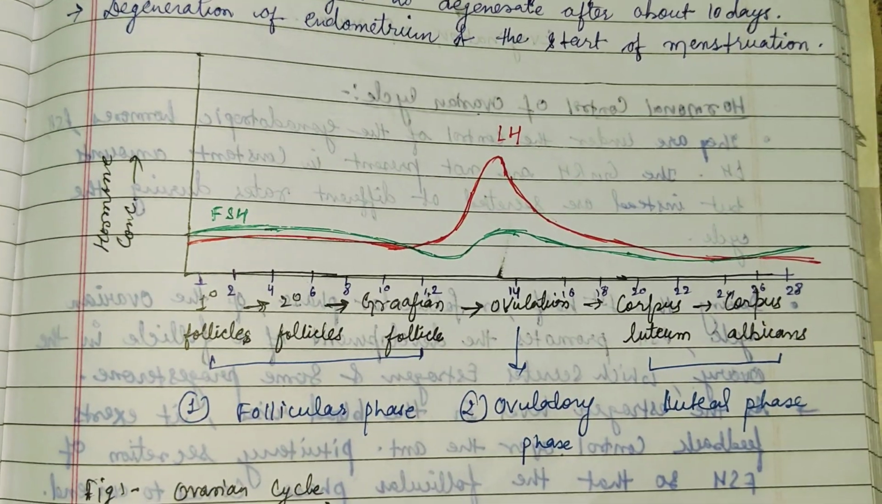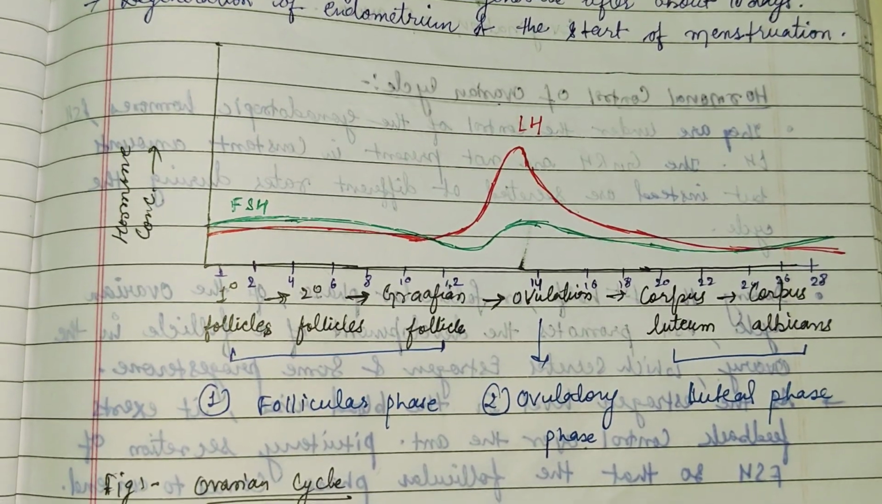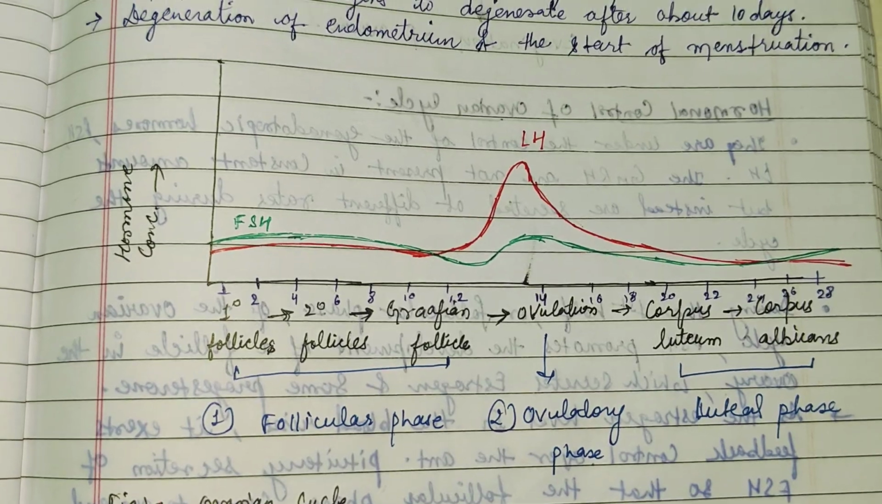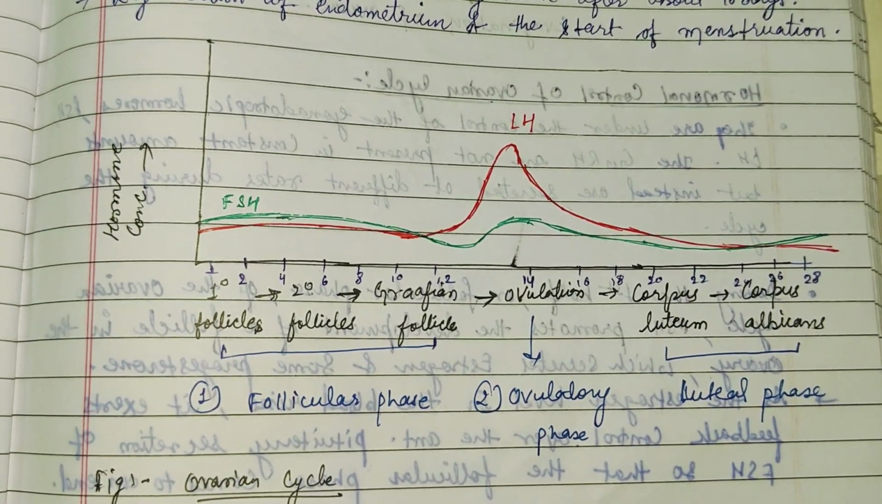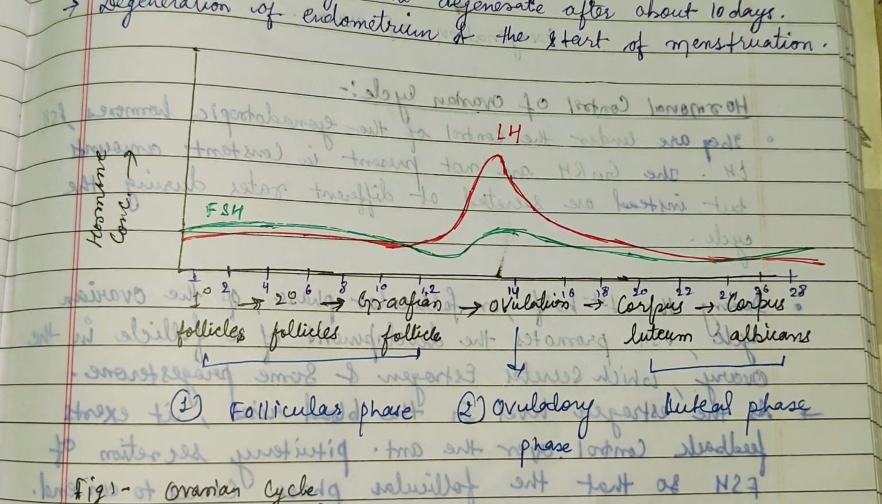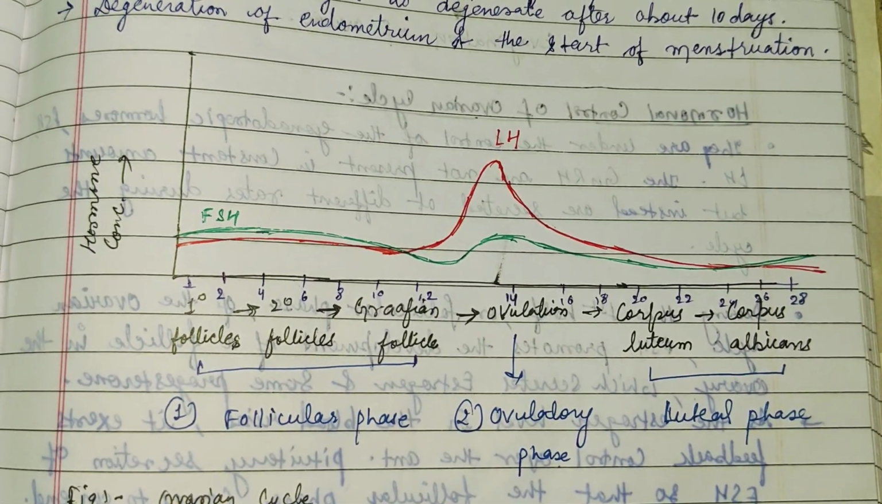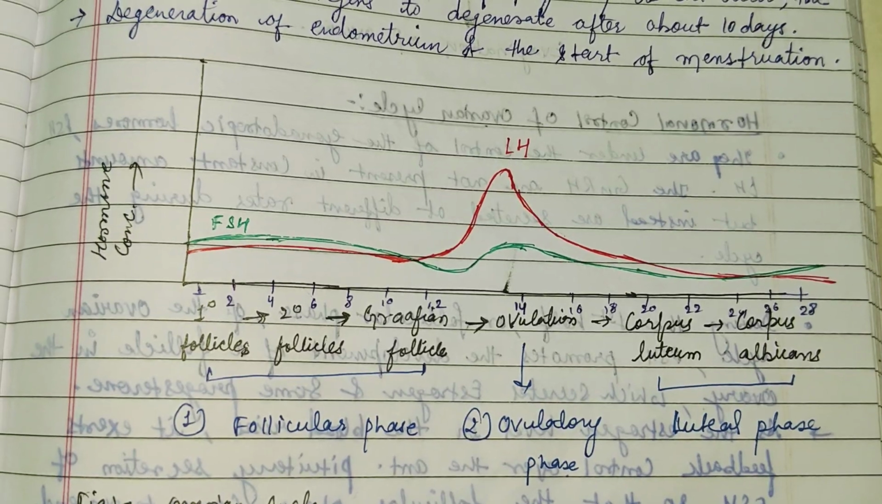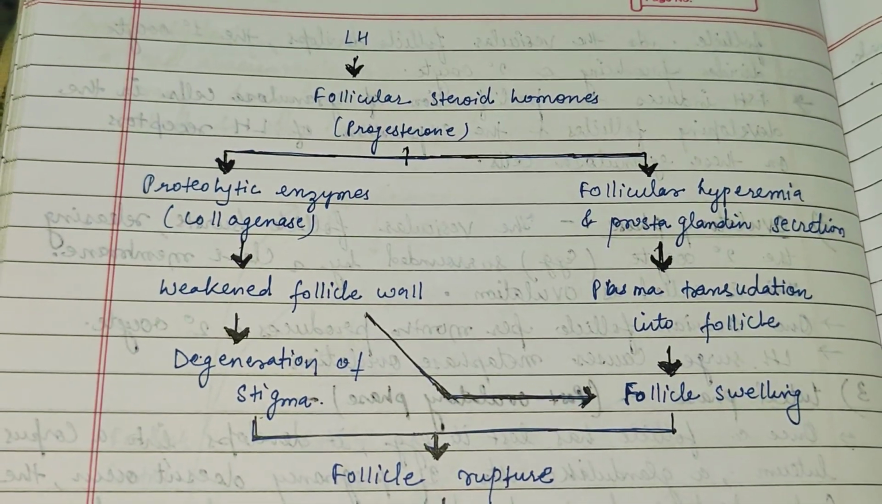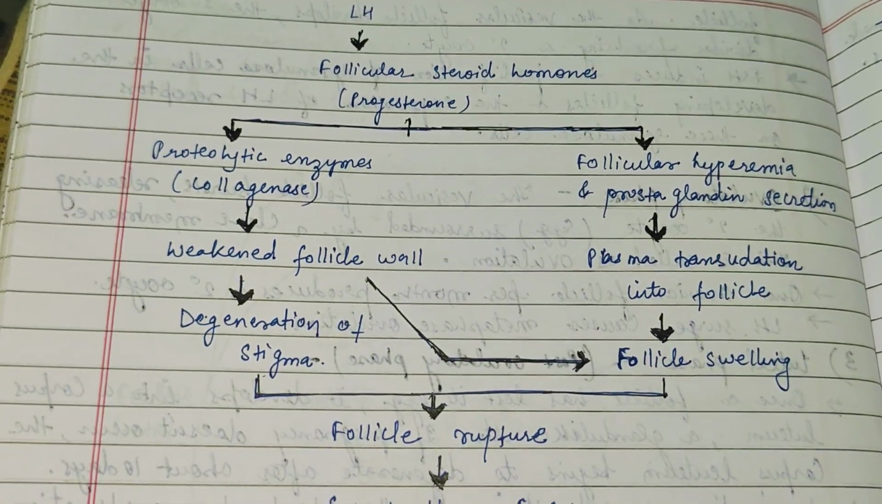So this graph shows the different phases of the ovarian cycle. In the follicular phase, FSH and LH have low concentration, and in the ovulatory phase, the LH rises, and then in the luteal phase, both hormones decrease. Here is another flow chart of the ovarian cycle, how it works.